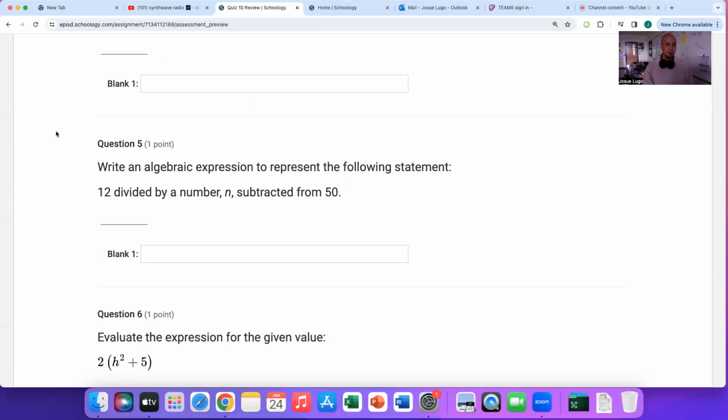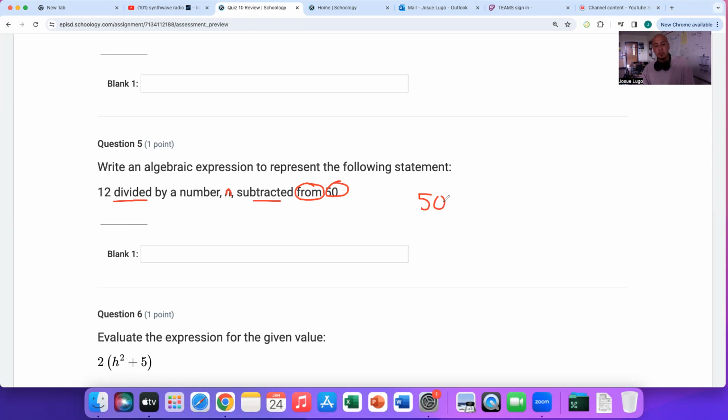Number 5 reads, write an algebraic expression to represent the following statement. 12 divided by a number n, subtracted from 50. Okay, so we have 12 divided by a certain number, which is n, subtracted from 50. Subtracted from 50. So it seems to me that we're going to take something away from 50. So ladies and gentlemen, I have to start with that 50. So it's going to be 50.